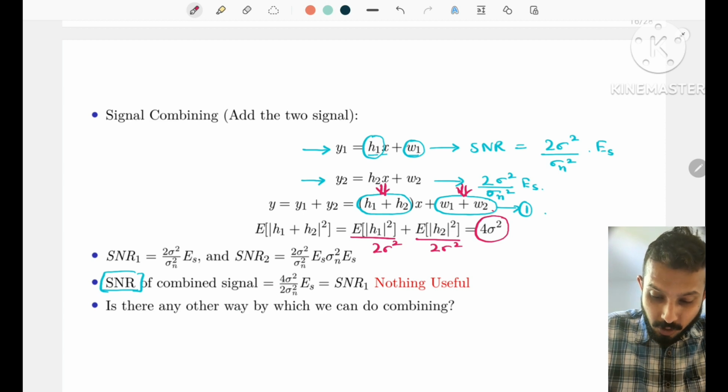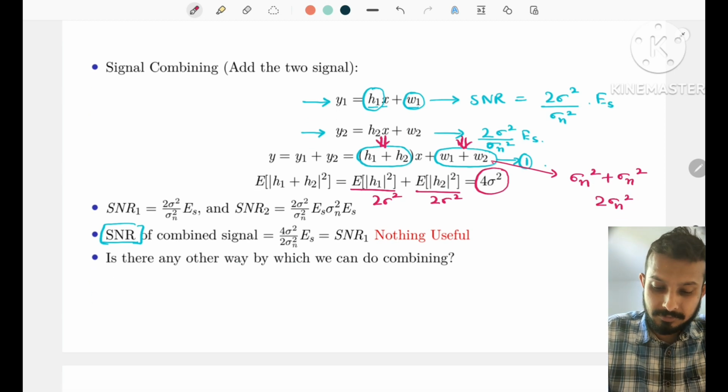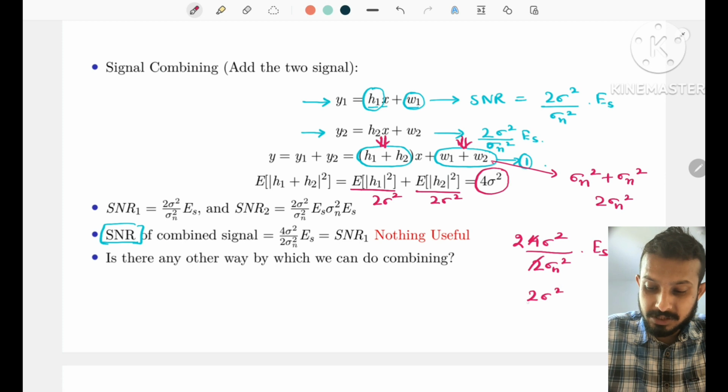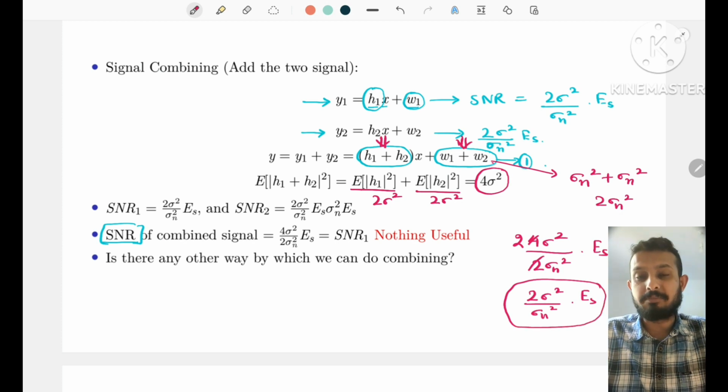Again, for the noise, the variance of w1 is sigma n square, and the variance of w2 is again sigma n square. So in the noise part, we get twice sigma n square. We compute the SNR as 4 sigma square upon 2 sigma n square times Es. This 2 will get cancelled, so we will have 2 sigma square upon sigma n square times Es. So this is the SNR of the combined signal.